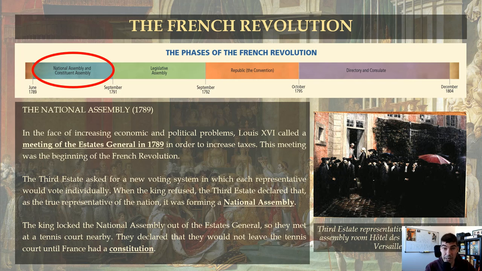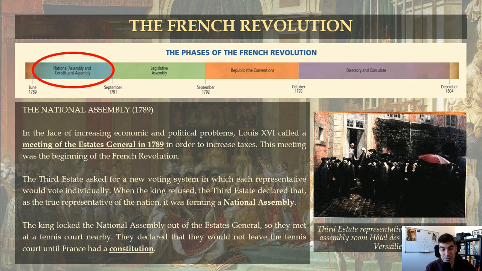The third estate, as we said, asked for a new voting system in which each representative would vote individually. The king, of course, refused, so the third estate declared that as the true representatives of the nation, they called themselves the National Assembly. Okay, this is when they assumed popular sovereignty. Okay, these are Rousseau's ideas.